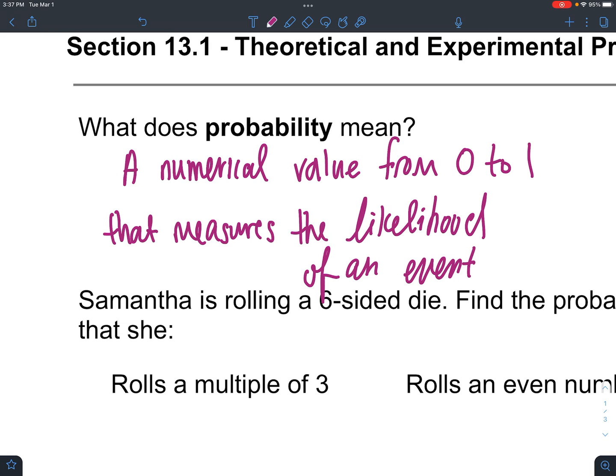So rather than saying like, oh, it's likely to storm later, that's not really probability for us. We're looking for a numerical value. So that could be something like a 6 out of 10 chance, could be a 60% chance of rain. It could be a 0.6 chance. Fractions, percents, decimals, all are fine. The only thing I ask is that you change fractions to be simplified. Okay?